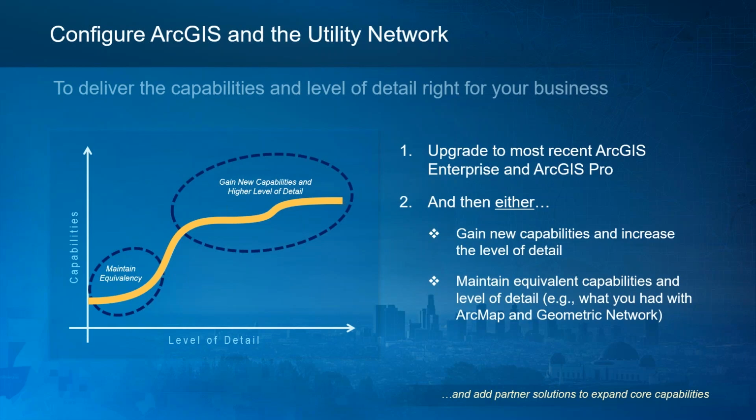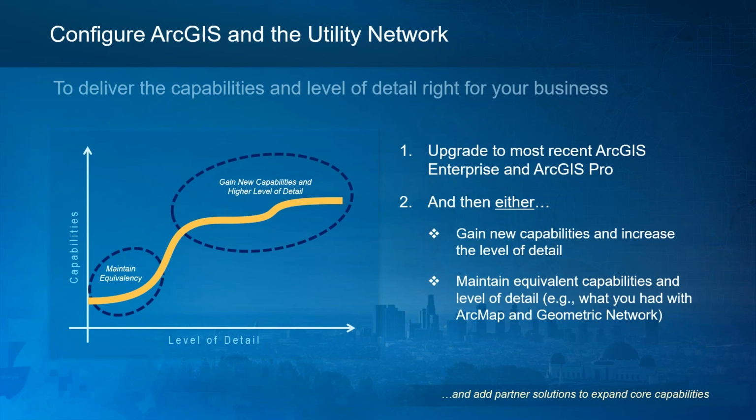One is to upgrade to the most recent ArcGIS Enterprise and ArcGIS Pro. I mentioned early on that the utility network was available at 10.6, but if you're just starting out, we would really recommend that you implement the most current version of ArcGIS Enterprise and ArcGIS Pro. Now, this really shouldn't be done initially in your production GIS environment. We would highly recommend that you stand up a development environment to do this in without impacting your existing workflows, your existing GIS production work.